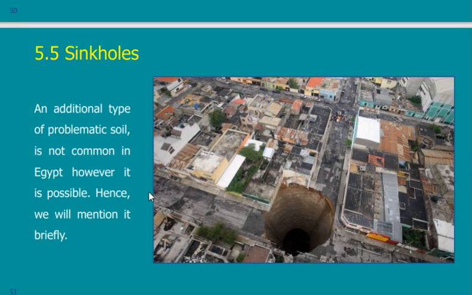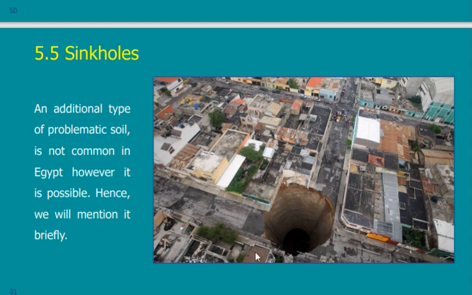The last type of problematic soil, we said that we have three main types of problematic soil. These are the collapsible, expansive, and soft clay, and these are the major things. But there is another type, and it is found not in soil, it's found in rock, and it is a very big problem. In Egypt it is not found a lot, but it is found, so we have to know it in case we may face it.